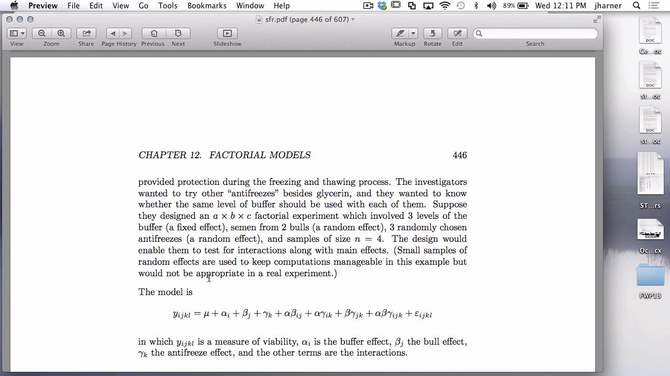Now you could have a different design. You actually could have different bulls. You could have a 3 by 3 factorial where you have 3 buffers and 3 antifreezes, and for each cell you have a different bull. And that would be what? That would just be a two-way, but there was a little catch here.